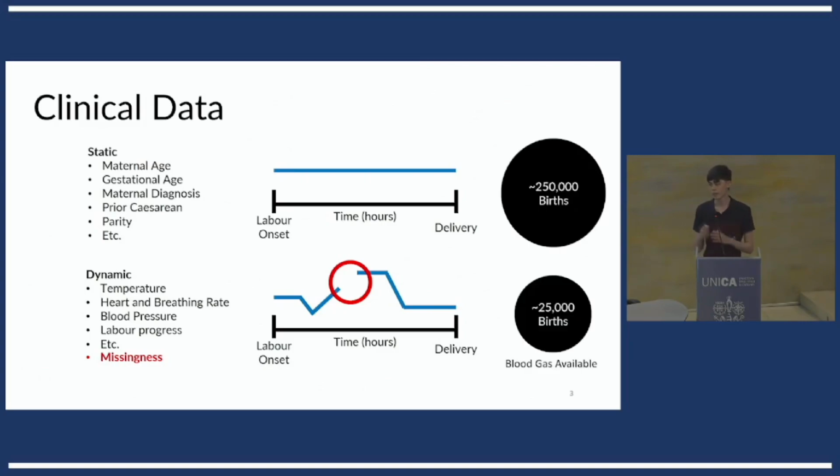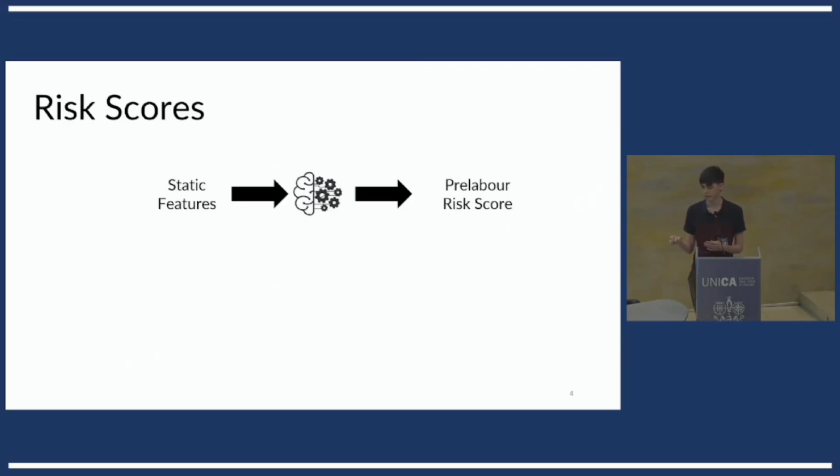So the data set as a whole is quite large, and in the static data we are looking at a model which has about 250,000 births. For the dynamic data, we were focusing on just the blood gas available data set because only more recently have we processed the labor progress and information on the non-blood gas available data set, and that hasn't been evaluated as of yet. So two models are just being looked at.